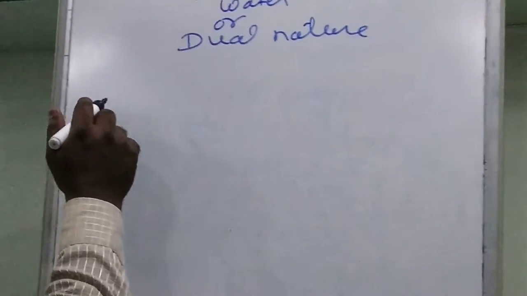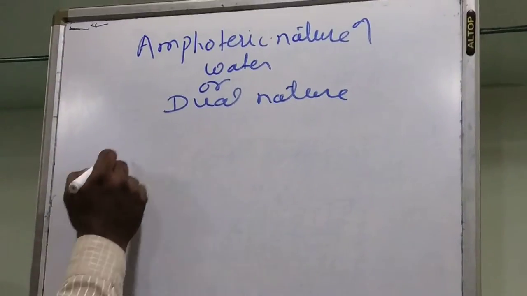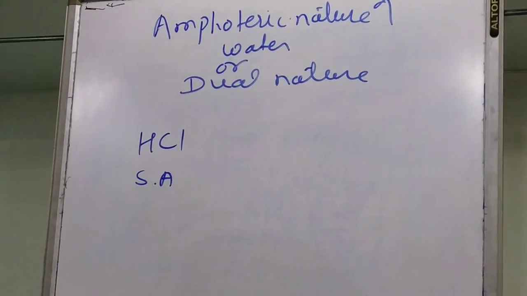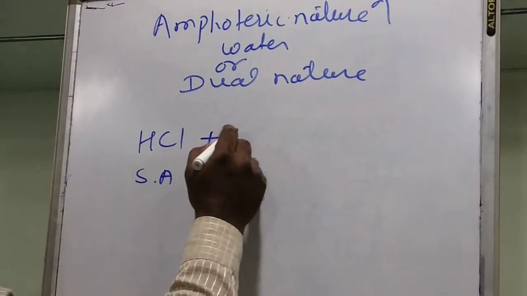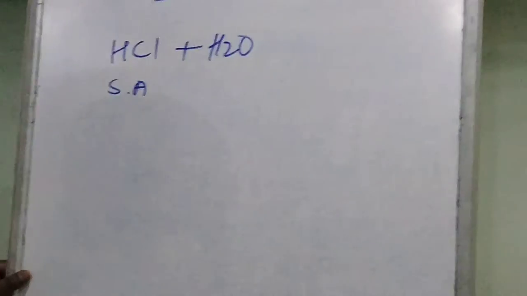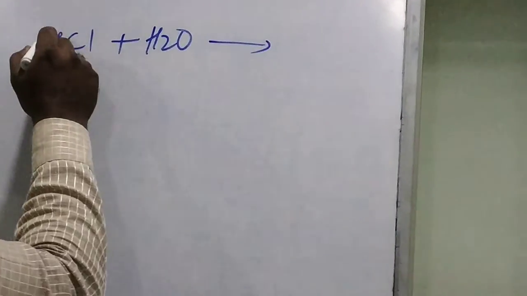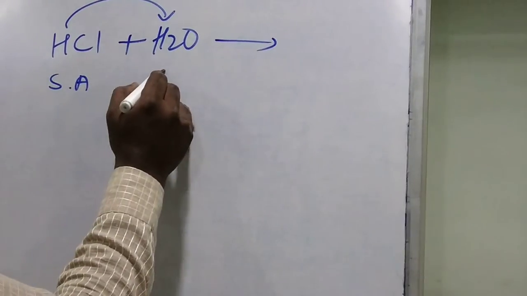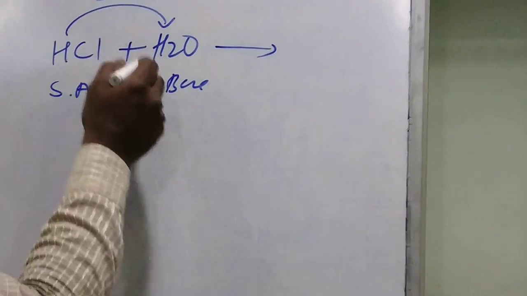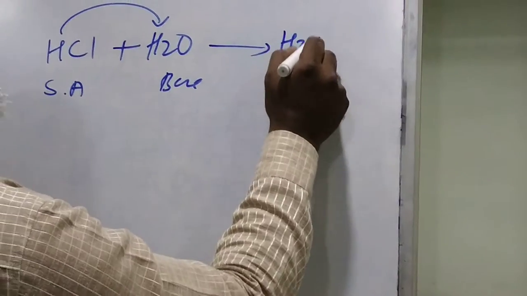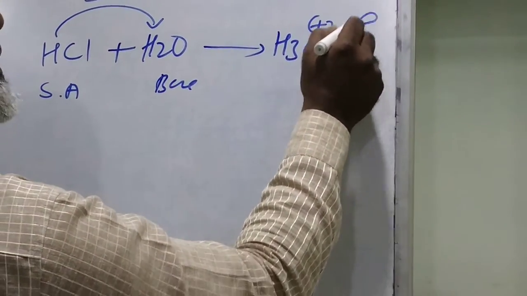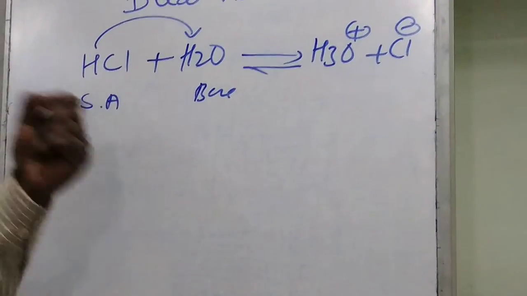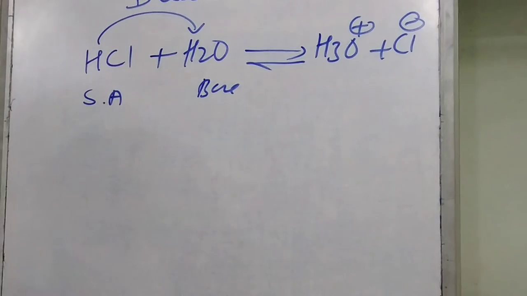So what is the amphoteric nature? Now let's see how it acts as an acid or a base. Let's say HCl. We know HCl is a strong acid. To prove it, let's apply the Bronsted concept by dissolving it in water. When you put it into water, HCl is an acid, so it is a proton donor. It donates a proton to the water. Water is accepting, that's why it is a base. HCl donated, that's why it is an acid. So H2O will become H3O+ and HCl becomes Cl-. So in this example, water is acting as a base because it is accepting a proton from the HCl acid.